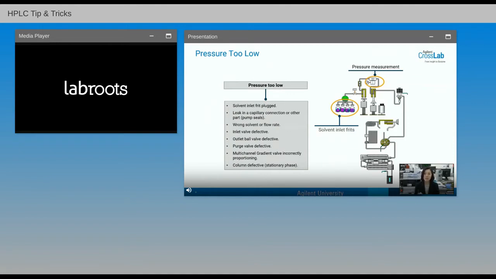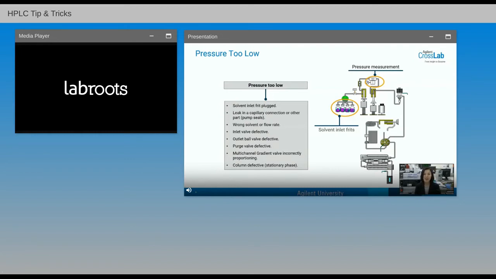Besides that, it could be due to the pressure measurement. There is a pressure sensor in your pump, in the pump head, nearby the pump head area or even in the MCGV valve, the multi-channel gradient valve. If your pressure sensor is faulty, meaning it cannot detect the right pressure, then it could be one of the reasons that give you low back pressure.